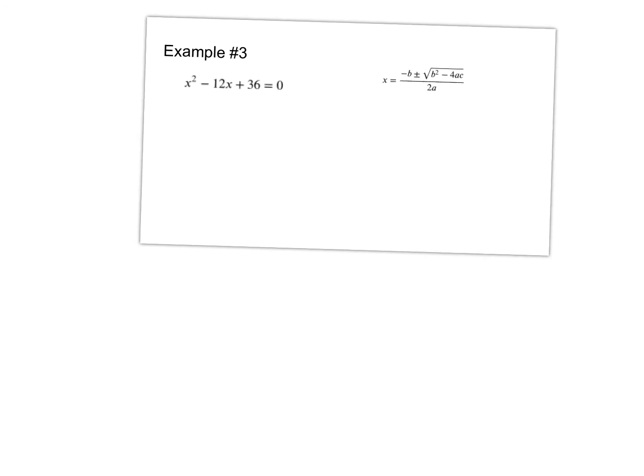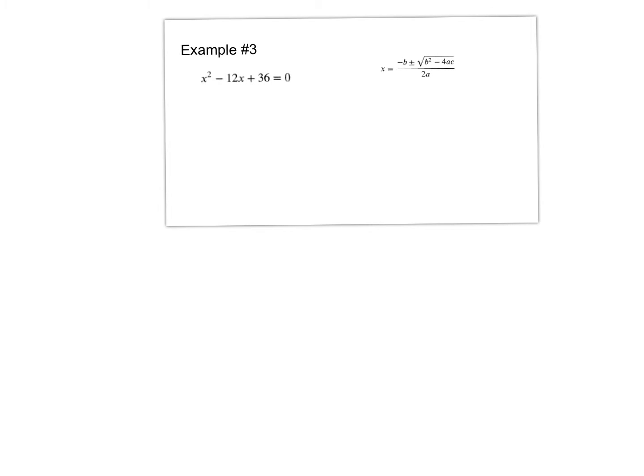All right, so something like this. Okay? So here we go. First thing we do, does one side of this thing equal 0? Yes, it does. So I can start grabbing my A's, B's, and C's. So the 1 is going to be my A. The -12 is going to be my B. And the 36 positive is going to be my C.